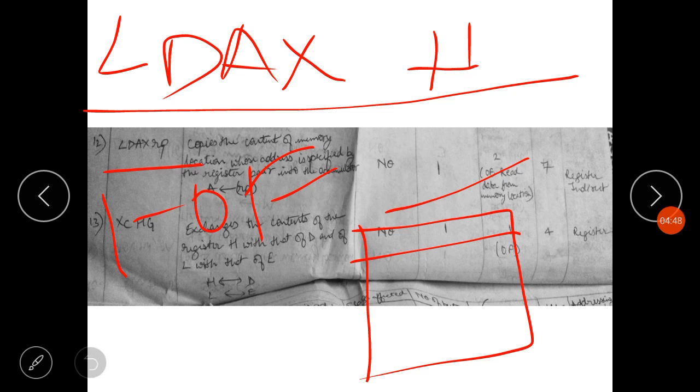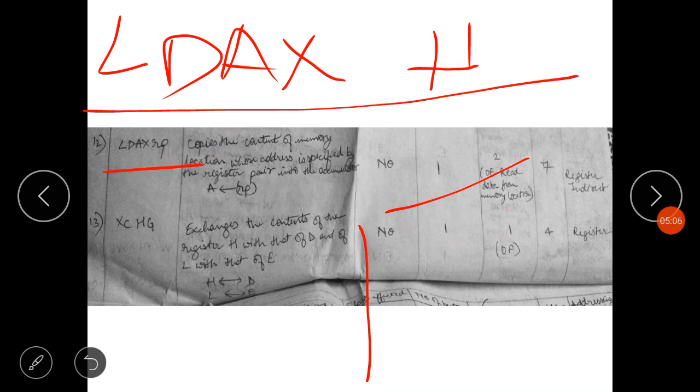Now again, what is the addressing mode? Since here, as you can see, in LDAX RP the operand's address is indirectly specified by the register pair, this type of instruction has the register indirect addressing mode.